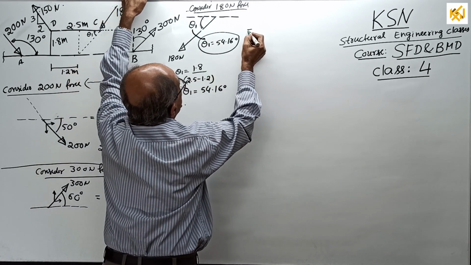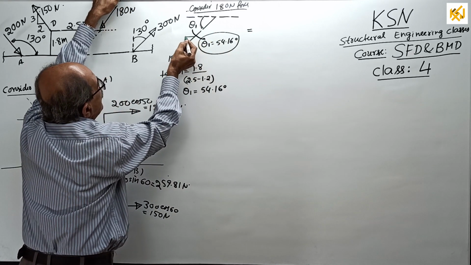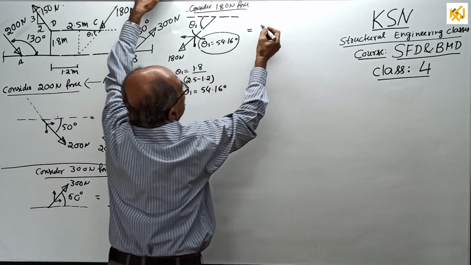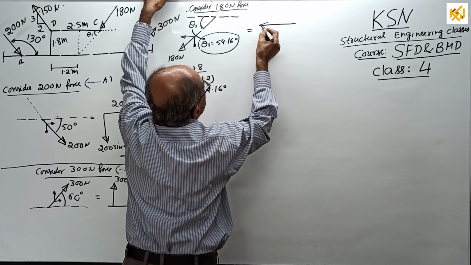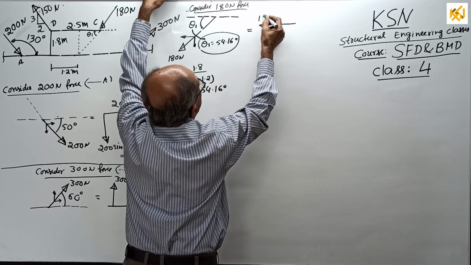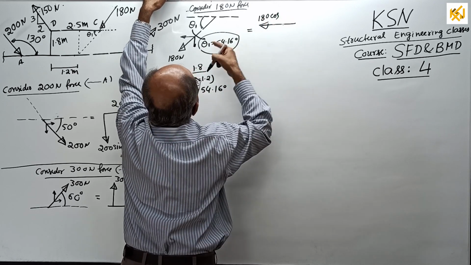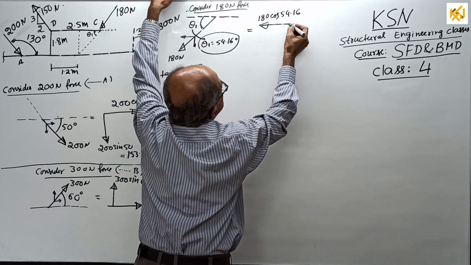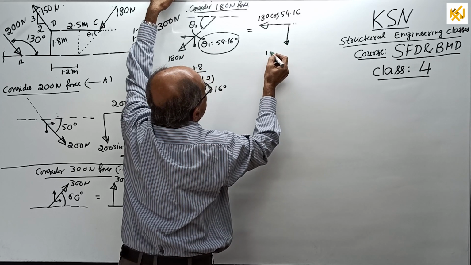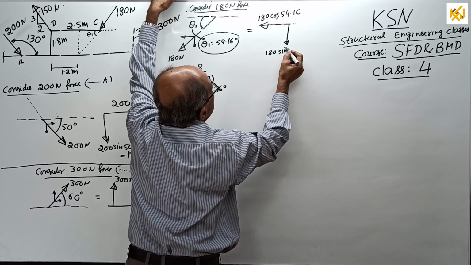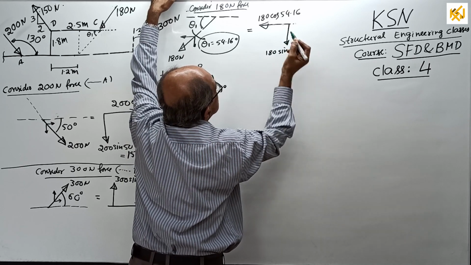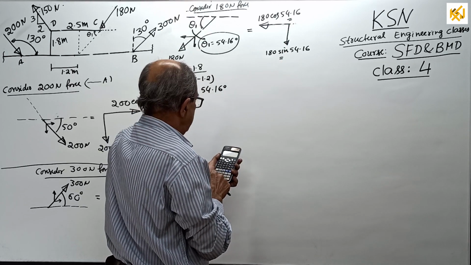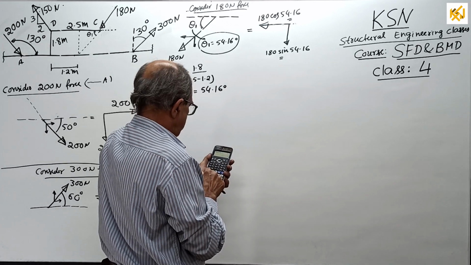Now this force will be equal to, see here, one component like this, one more component like this. So this component, X component, goes this way, of 180 force into cos of 54.16. Other component downside this way of 180 into sine of 54.16. I will calculate and enter the answer here. 180 into cos 54.16.